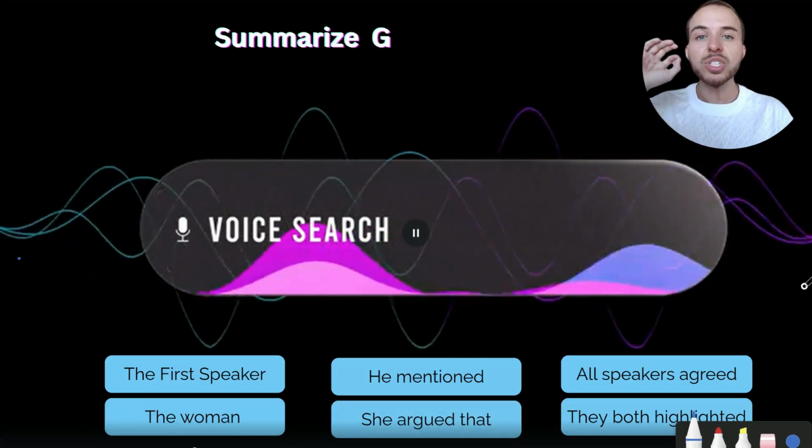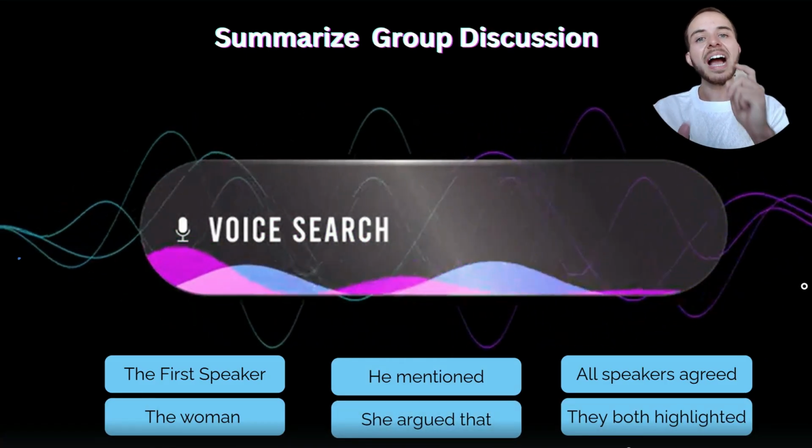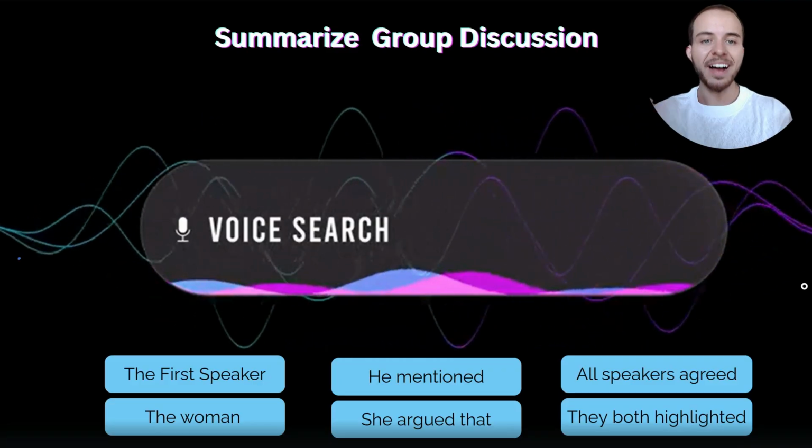Now let's listen to a very quick example of summarize a group discussion so you can see how there are different speakers at one time.